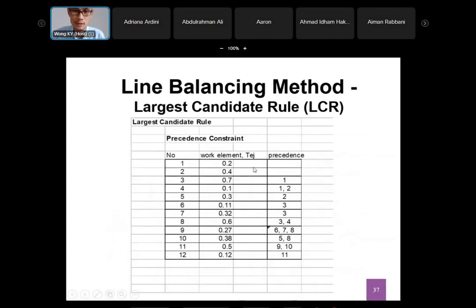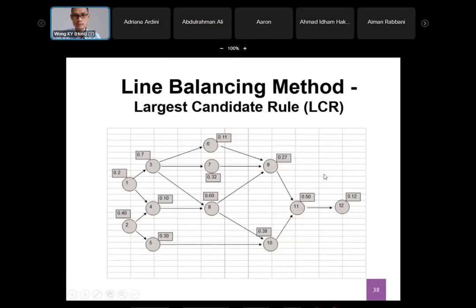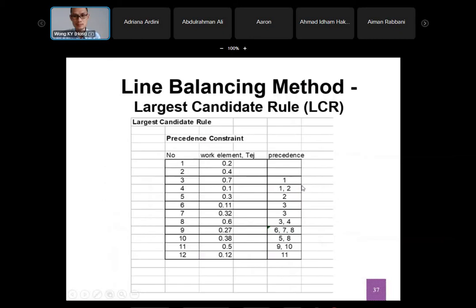If you convert this into the precedence diagram, it will look like this. So you have work elements 1, 2, 3 until 12. The times are given here for each work element. The time for the first work element is 0.2. The work element time for the second work element is 0.4 and so forth. Sorry, not cycle time, but TEj. These are TEj, the work element time for each work element. And by looking at this diagram, you will know the precedence requirement.